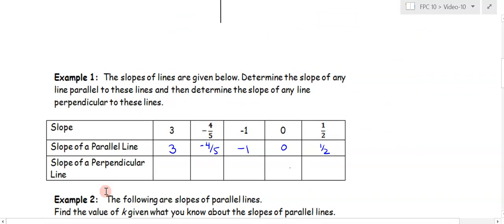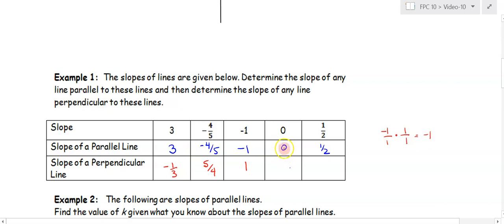So if I was to give you the slope of a line, all lines parallel to it, you would just write the exact same slope, because if they're parallel, it's the same slope. If it's a perpendicular line, then you need the opposite reciprocal. So the reciprocal of 3 is 1/3, the opposite sign is negative. The reciprocal of -4/5 is 5/4. The reciprocal of -1 is, well, if you take -1/1, you take the reciprocal, and you take the opposite sign, is just 1. Or in other words, when you multiply opposite reciprocals, you should always get -1.